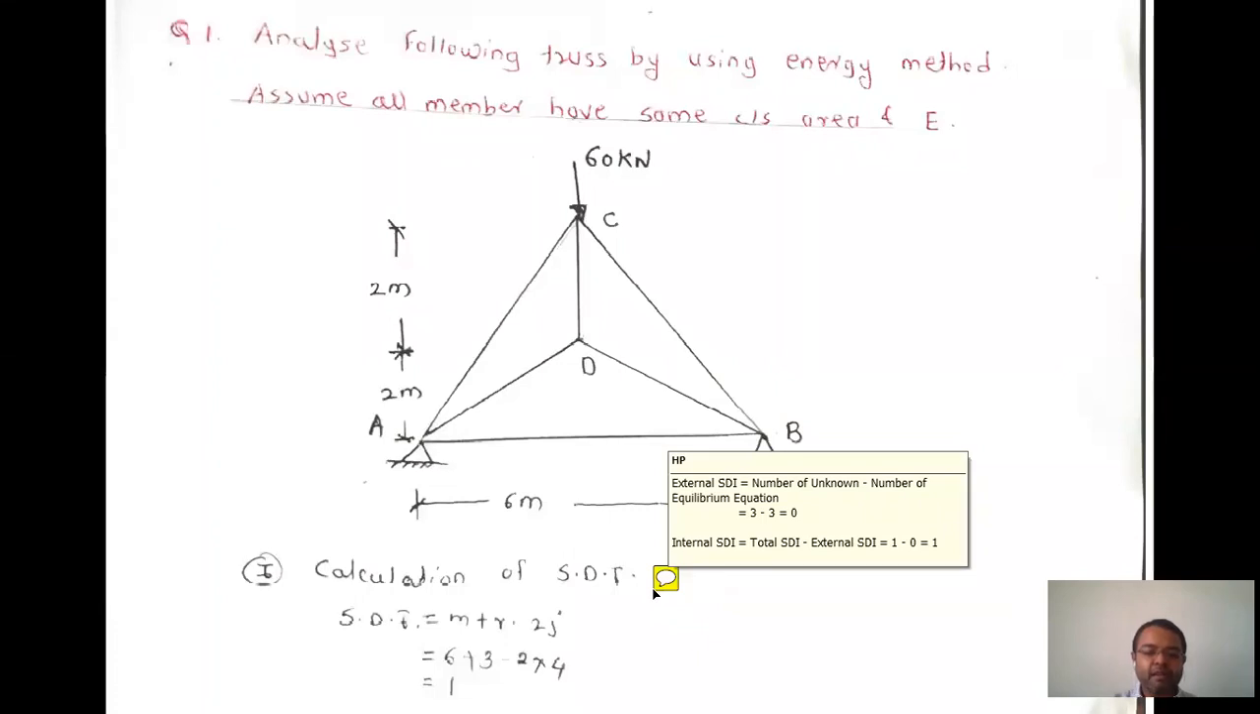That means again you have to find the internal SDI. Internal SDI equals total SDI minus external SDI. Total SDI we found is 1, minus external SDI, which we got as 0. That means the given structure is internally indeterminate by degree 1.